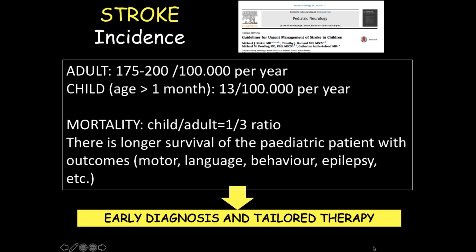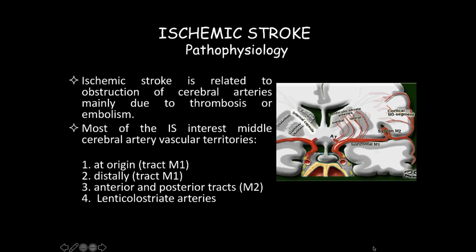The mortality is also very different, because generally it is 1 to 3 children versus adults, and this is important. Not only because the mortality is low, but also because we are talking about long survival of these children. Therefore, the main point is not mortality, but the outcome: motor, language, behavior, epilepsy. Therefore, early diagnosis is crucial and tailored therapy is paramount in these children.